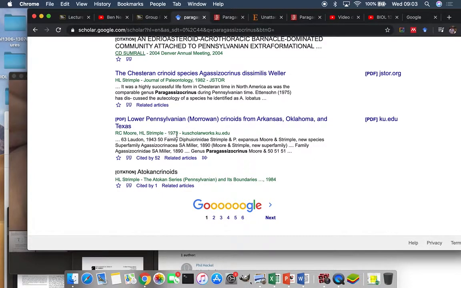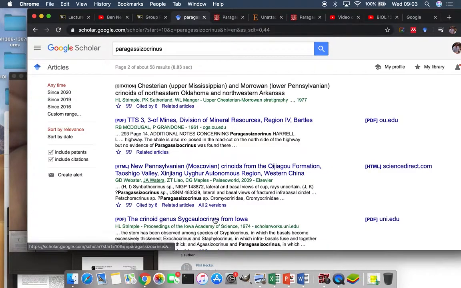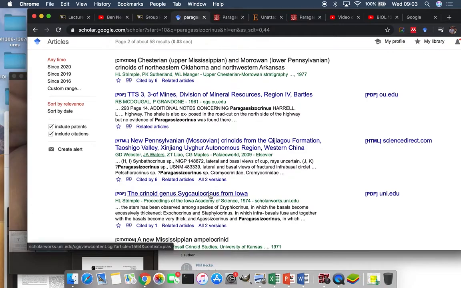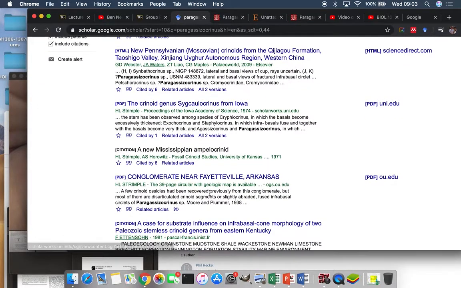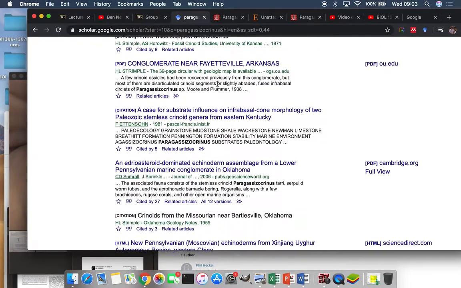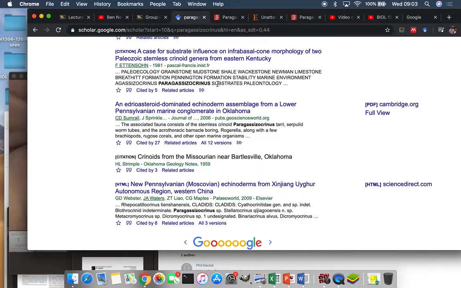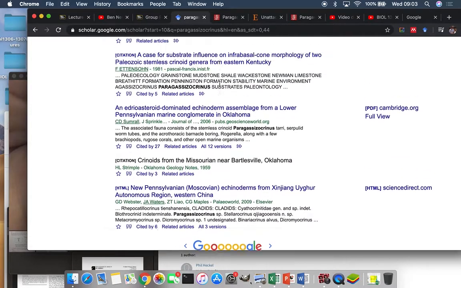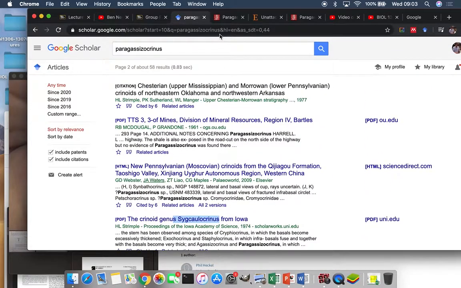Okay, more in Strimple. Yeah, that's one that we actually have online. Then we can keep going. Your best result may not be on the front page, so you have to keep going through. Here we've got something that we're comparing to Paragasiocrinus, but look, it has a different name. That's interesting. You're going to go through all of these papers, and you may have to go through like 10 of them to figure out what you want. I think I got lucky on the first one or two.